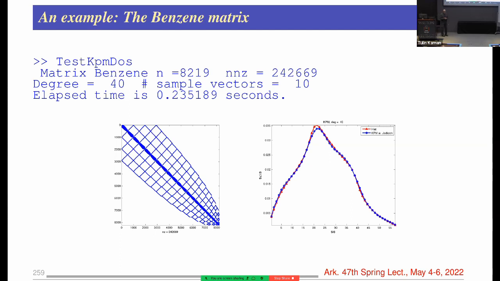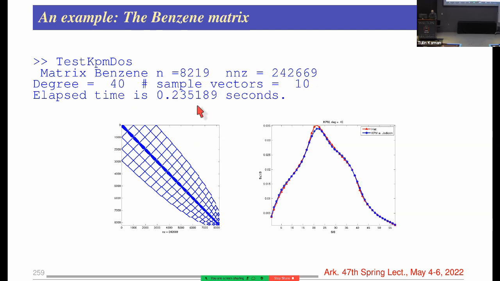Here's a matrix coming from actually ages ago in our group. It's a benzene molecule, and we have this matrix that comes from electronic structure calculation. This one is very simple, very small. I have the same example with maybe 30,000, same molecule. And you could do that on this laptop in a fraction of a second. So here's the matrix, the pattern. This is the size, number of non-zero elements.